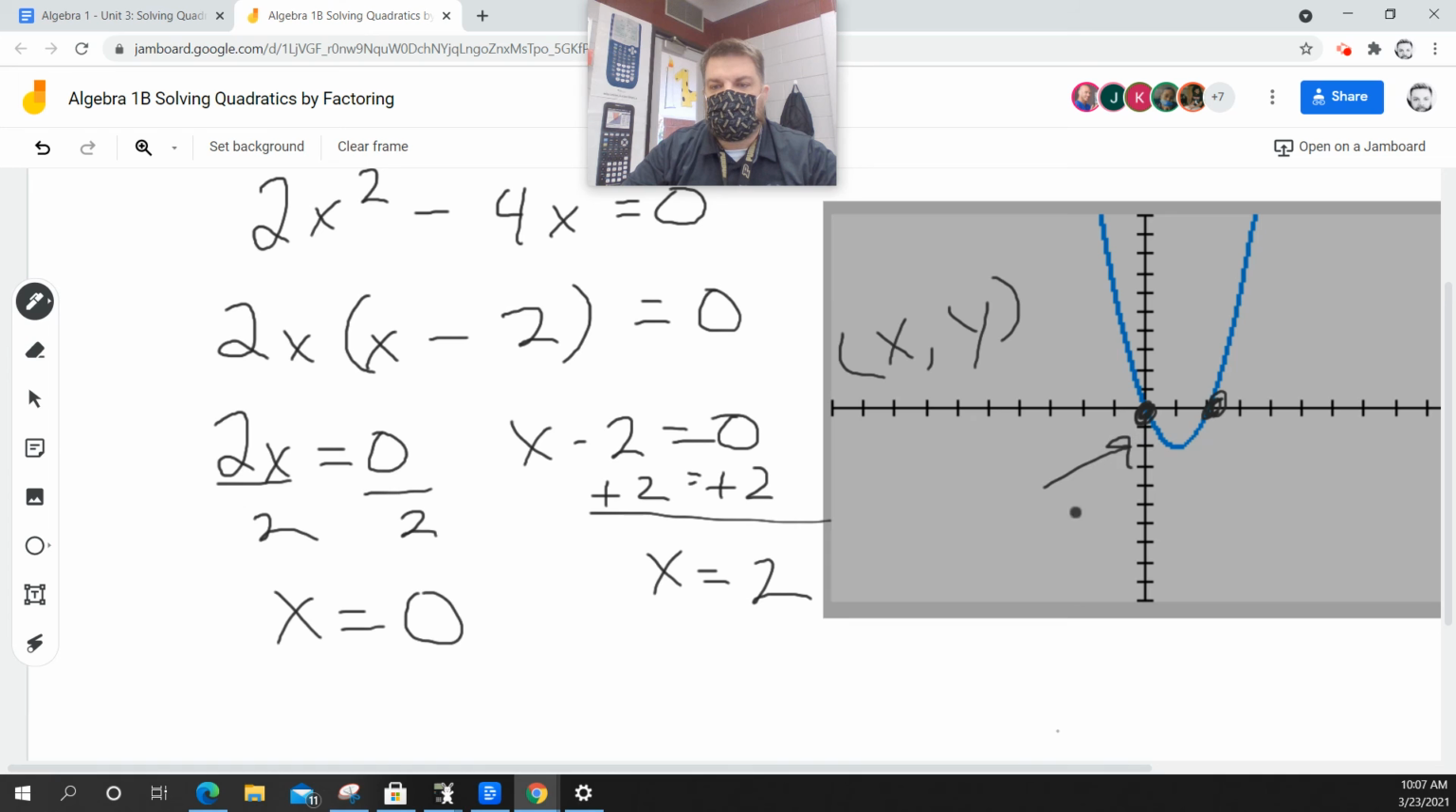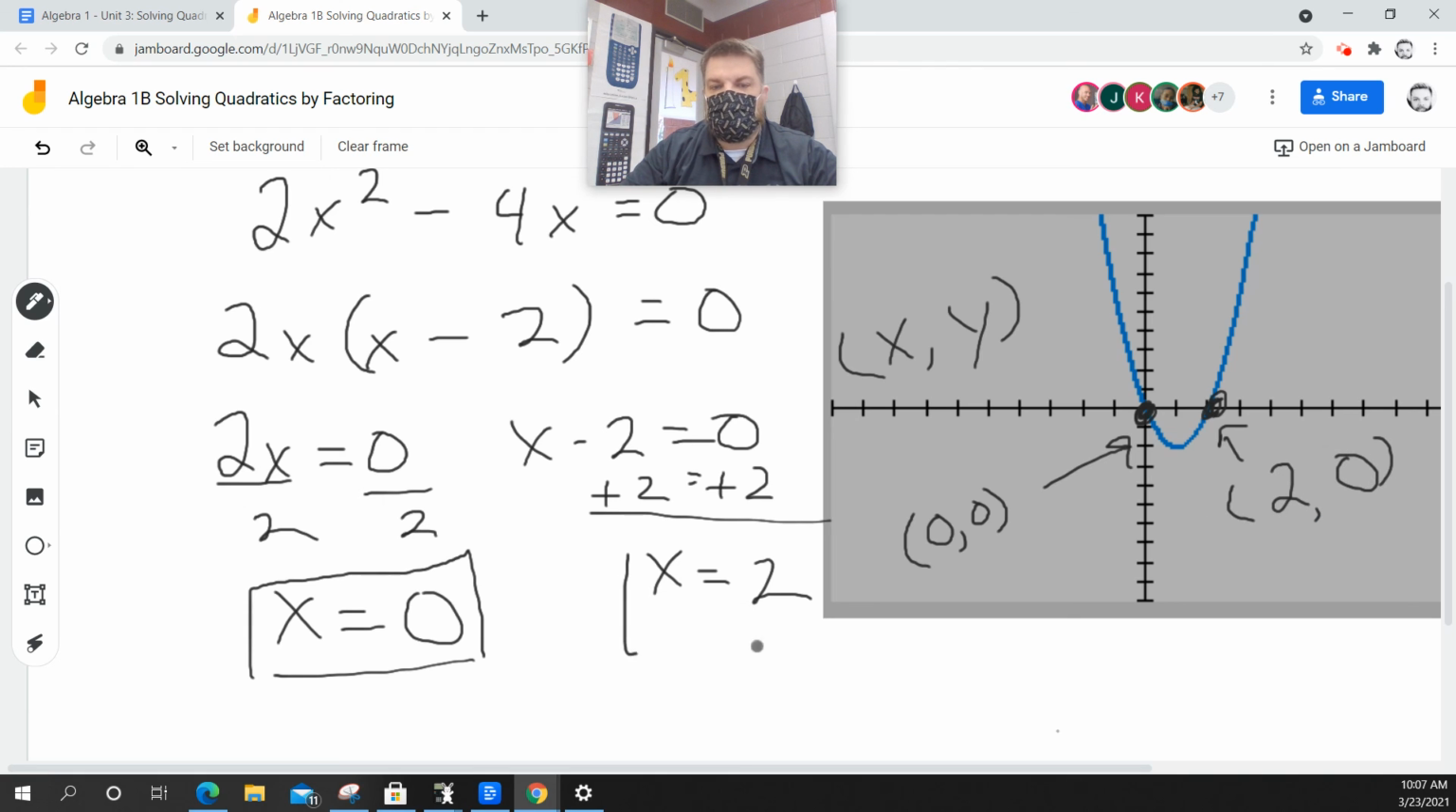So this one, it crosses at 0 comma 0, where the x value is 0. And then this one over here crosses at 2 comma 0, where the x value is 2. See how that works out?